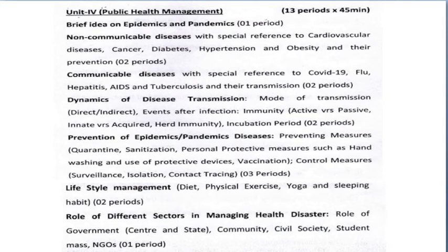Then the role of different sectors in managing health disasters, like the role of government, in which what is the role of central government and state government in managing this health disaster. Then community, then civil society, then student mass, NGOs. So these are all about the 4 units of this paper, environmental study and disaster management.